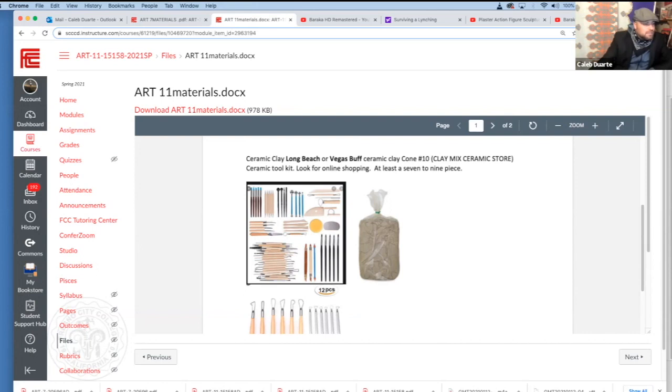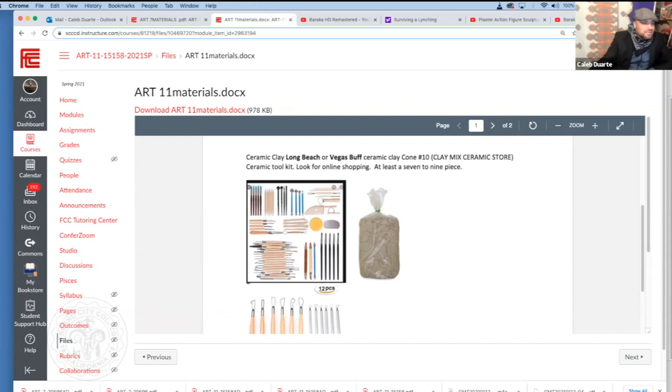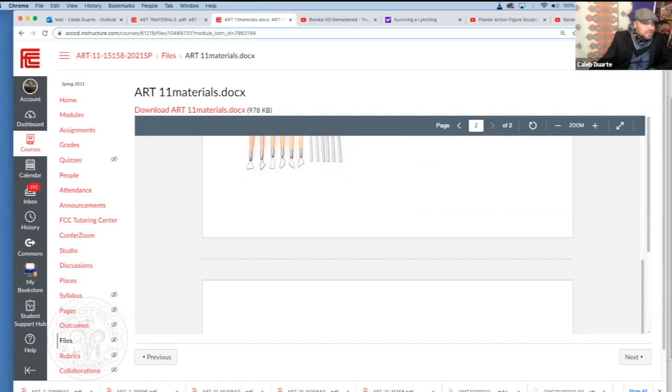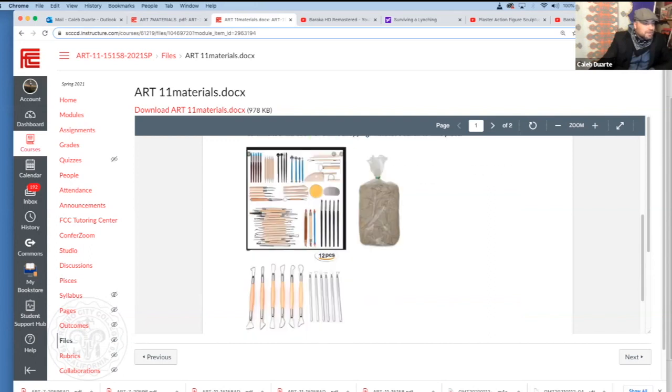And some sculpting tools. I can't tell you exactly what to get. I need you to do a little research online and purchase some things online. You could also go to Michael's to get them. You can get them at Claymix, but they're a little bit more pricey. You can get something online like this whole kit for like $7. You need to have them by Tuesday, so you would have to order them today or tomorrow, or go to the stores today or tomorrow this weekend.